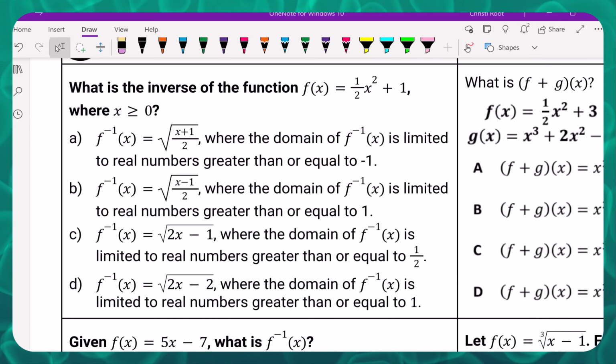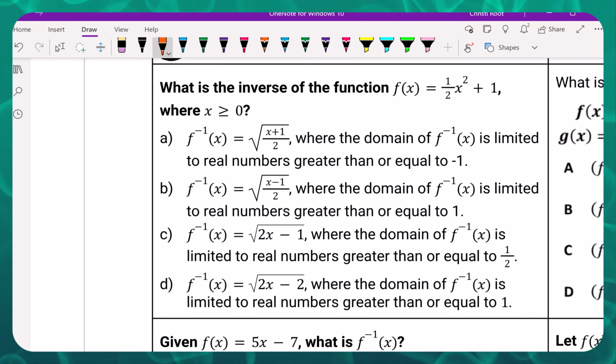Okay, this question's like a two-parter. It's asking you to find the inverse, but then it's asking you to figure out what the domain of the inverse is. So let's tackle the first part. Let's write over here on the side. I've got 1/2 x squared plus 1. That's supposed to be equal to y. Sorry, I switched sides here. I'm going to go ahead and swap the x and the y here.